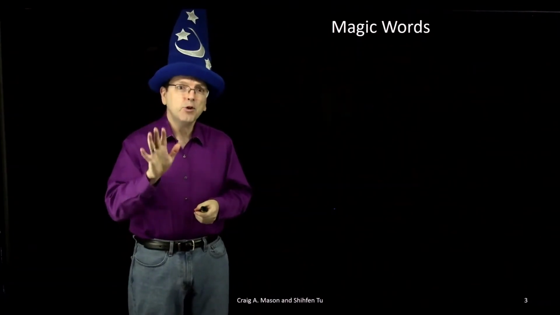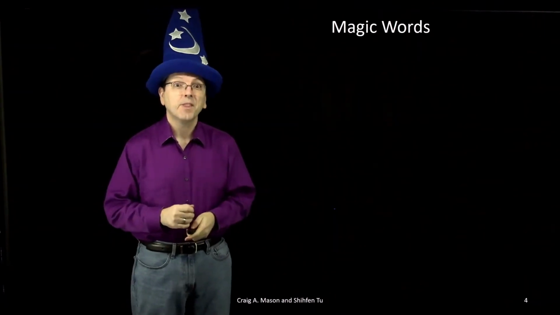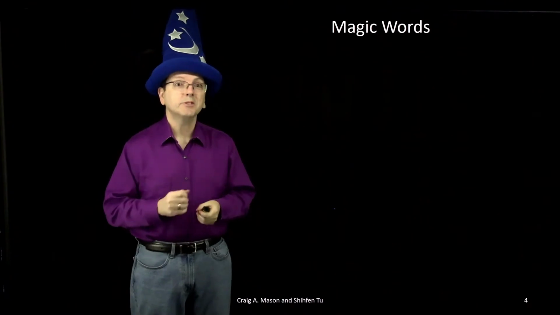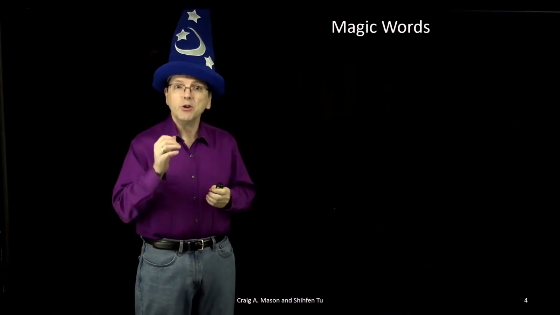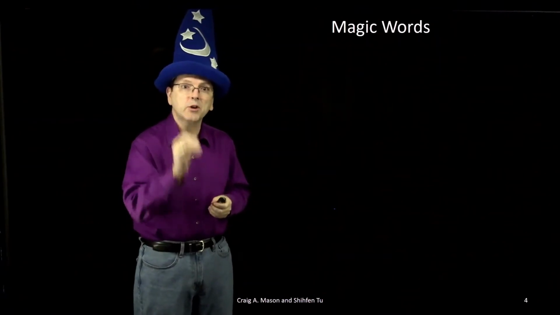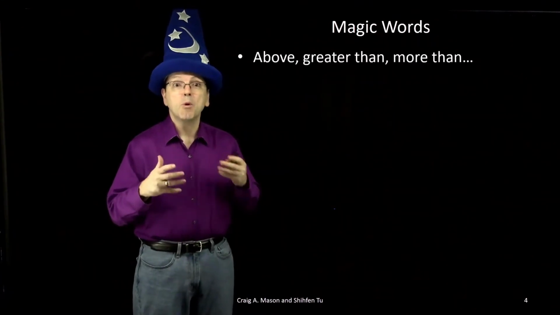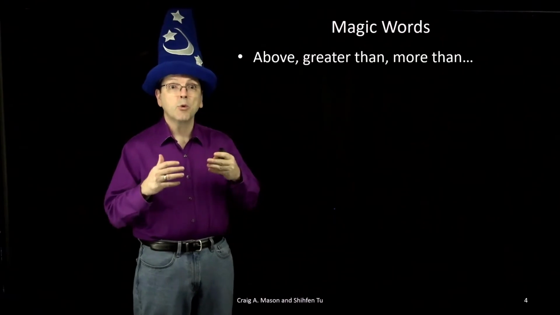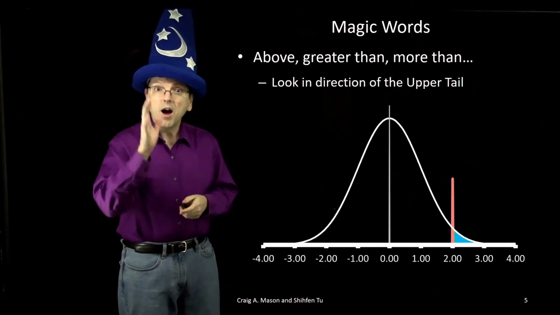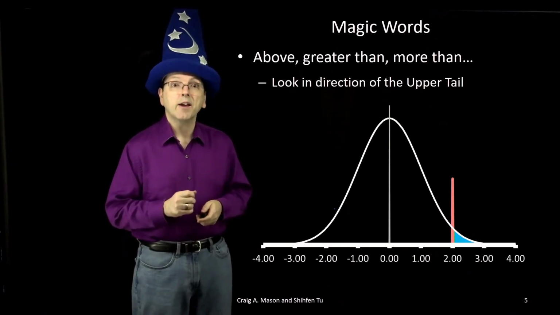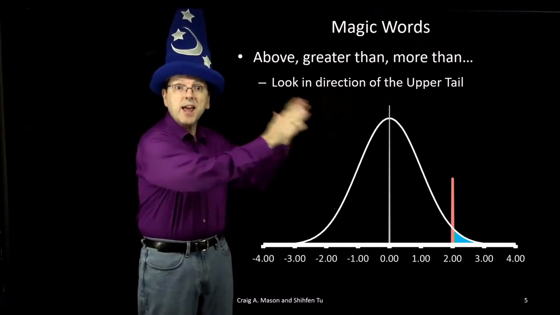So let's spend a few minutes talking about what I refer to as the magic words. Now, what do I mean by magic words? Well, I mean the words that in a research question tell you exactly what part of the normal curve you need to look at. For example, a question may ask about the proportion of people above a given score or greater than a given score or more than a given score. All of those involve focusing on the area from that score to positive infinity in the upper tail.